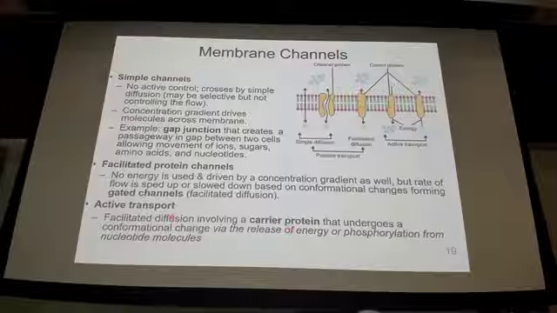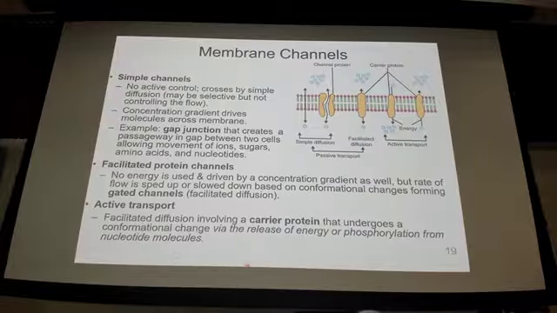Then you have facilitated transport proteins. These don't use energy, and molecules are going from higher to lower concentrations across the cell membrane. An example of this is the GLUT1 transport system. So it's transporting glucose into red blood cells and the brain.